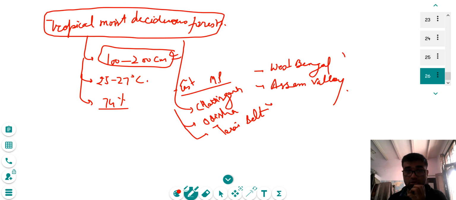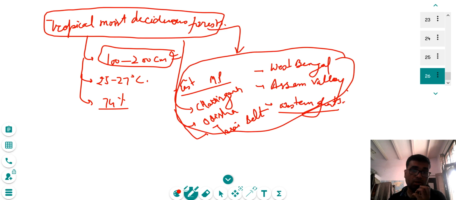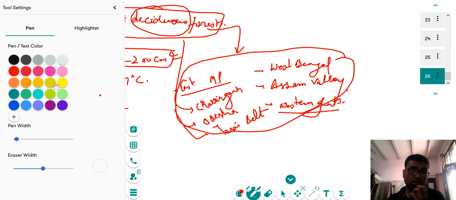Okay, so these are the main regions, along with some margins of the Western Ghats. These are the regions where the moist deciduous forests are found. Now, why are they deciduous? Because they shed their leaves.